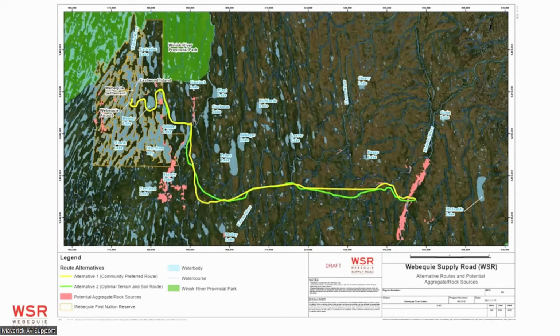In yellow is the community preferred route, which was derived by Webequie First Nation members meeting over a fairly long period of time to discuss the best possible route for the road. And then the green line represents the technically preferred version of that route, looking at the best areas to travel through in terms of best terrain to build in generally, and other factors as well.